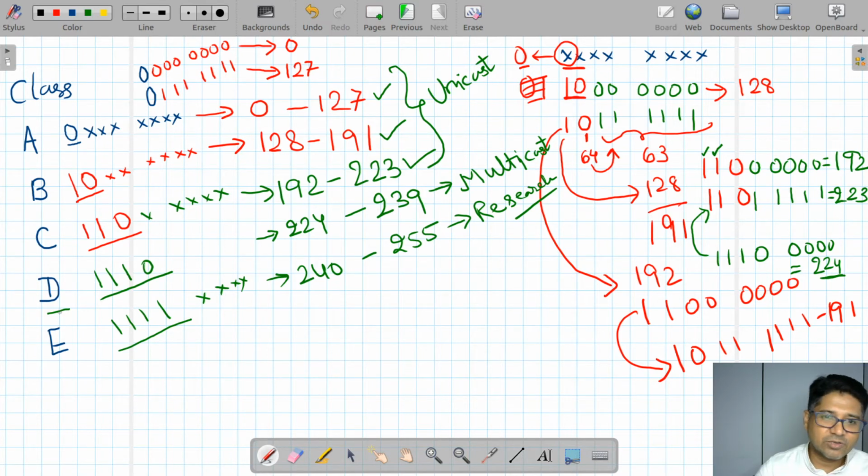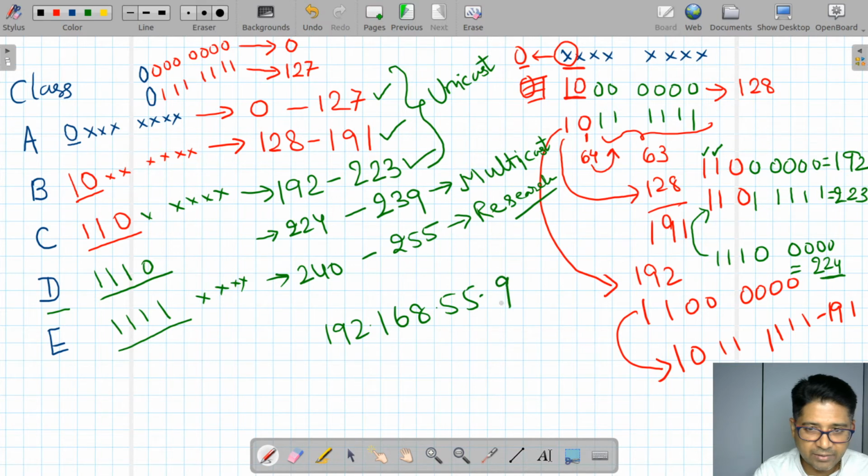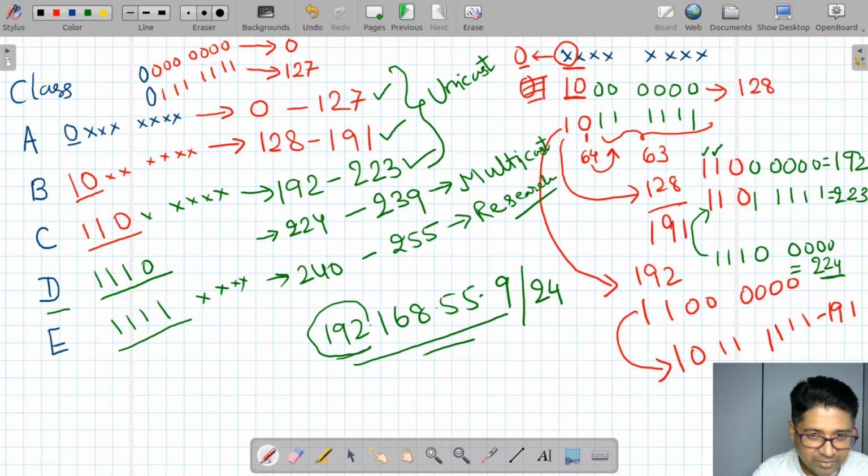Okay, so let me ask you questions. I will take the name after writing my question. 192.168.55.9. Tell me, which class does this belong to? Class A? No, class C. Class A starts from 0 to 127. 192 is not in that range. From 192 we start class C. Okay.